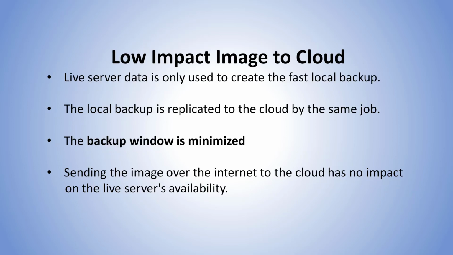ER also results in low impact image to cloud. Your live server data is only used to create the fast local backup. The local backup is then replicated to the cloud destination by the same backup job. This means the backup window is minimized, and sending the image over the internet to the cloud has no impact on the live server's availability.